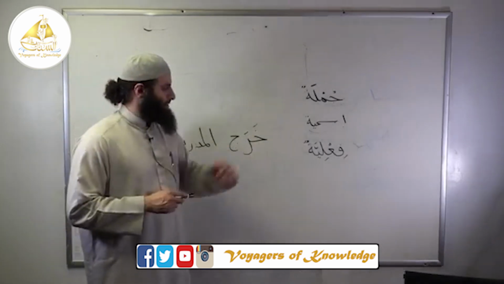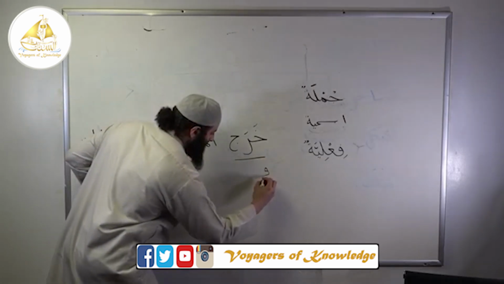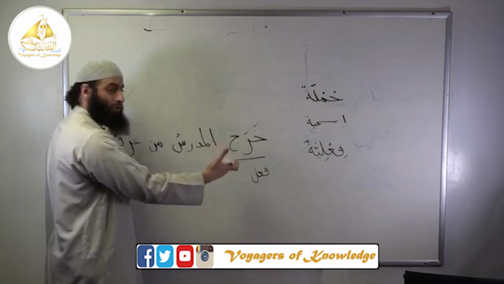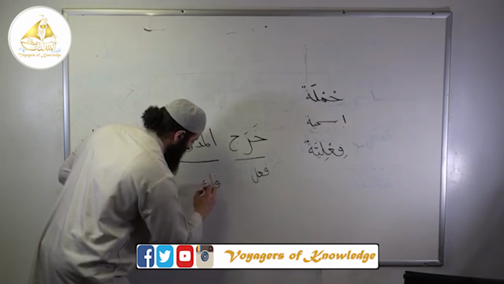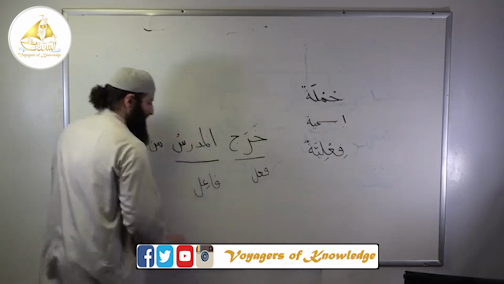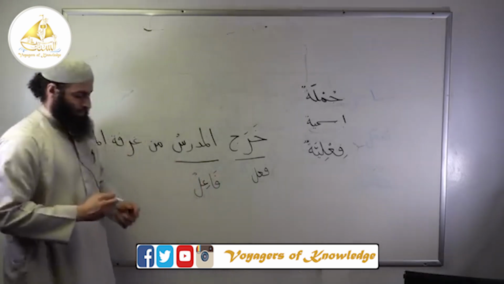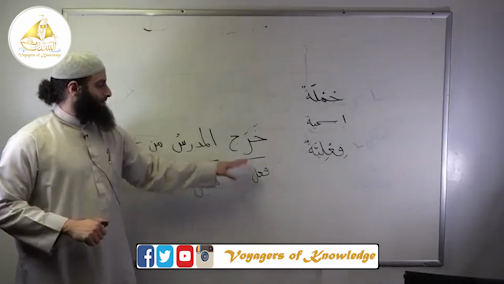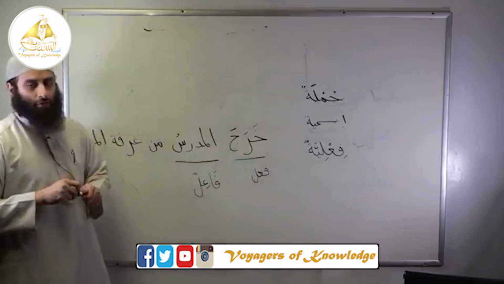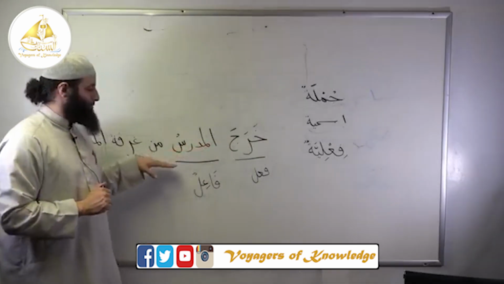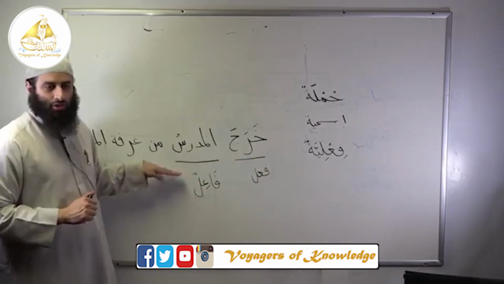In a verbal sentence like this, you're going to have a fi'l, the action, and then somebody doing that action. Fi'lun is the action. Kharaja, and this is a past tense verb. Left. Kharaja al-mudarrisu. So you need the action, and you need the person doing the action.